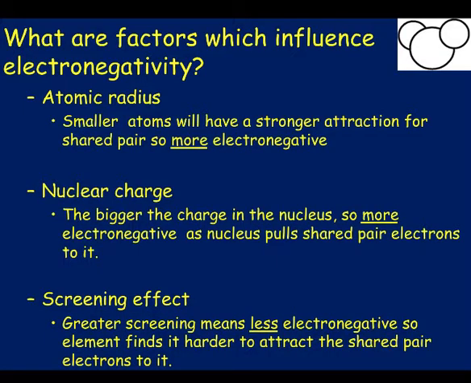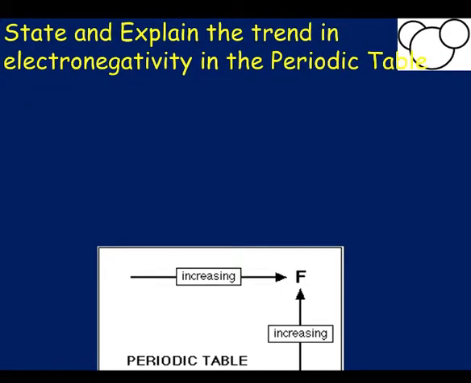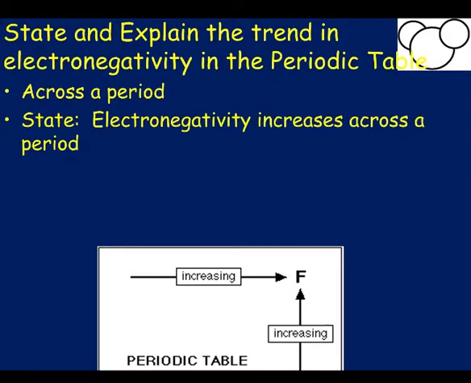One of the questions they love to ask, just as they did for atomic radius and ionization energy, is state and explain. So it is state and explain as we go across a period. So the state part of this is what happens to electronegativity, what's happening to the number. So as we go across the period, electronegativity is increasing. So those values on page 8 are increasing.